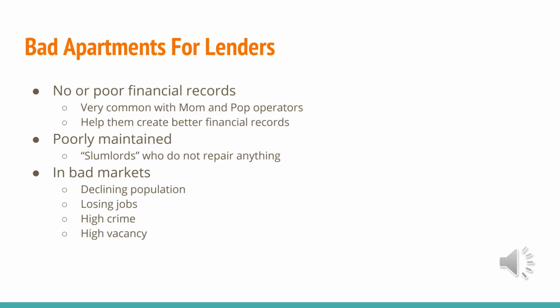And next is high vacancy. If the lender is avoiding these types of deals, especially in the bad markets, then you should too. I mean, if it's no or poor financial records or poorly maintained, but it's in a great market, with population and job growth and low crime, then at that point it's just a bad operator, right? And that can be mitigated, as long as you operate it as a business and not as a mom and pop. So yeah, hopefully this gives you a sense of what a bad apartment looks like for lenders.